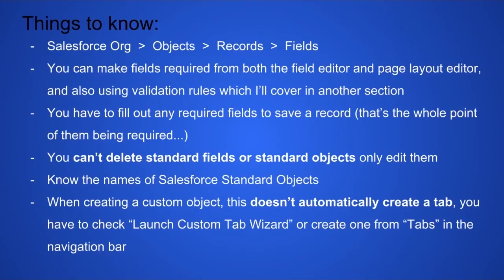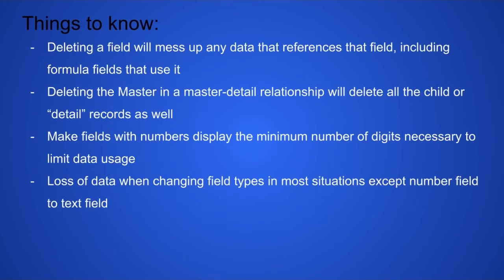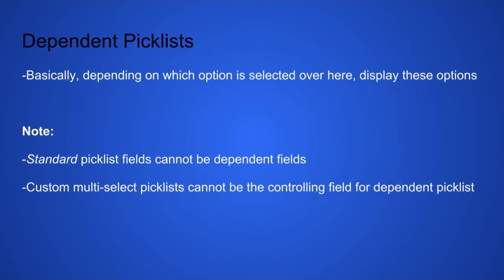Remember that when you create a custom object, it doesn't automatically create a tab. Also, loss of data can happen when you change fields from one type to another. In most situations this happens, except for when you change a number field to a text field.